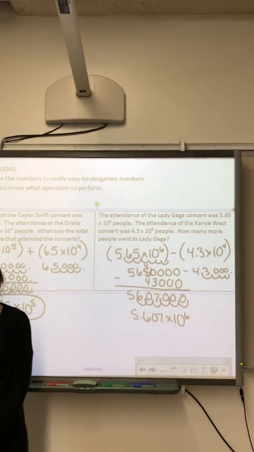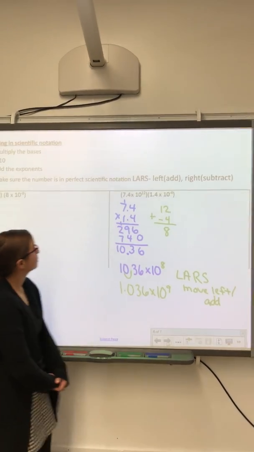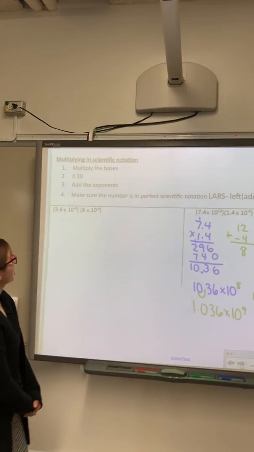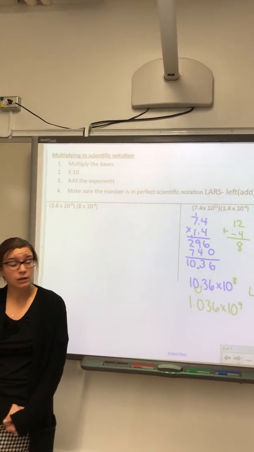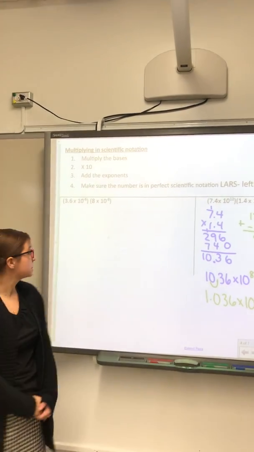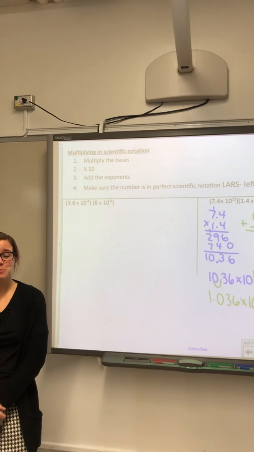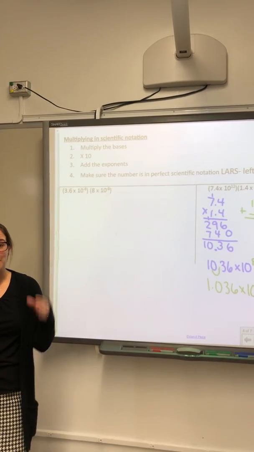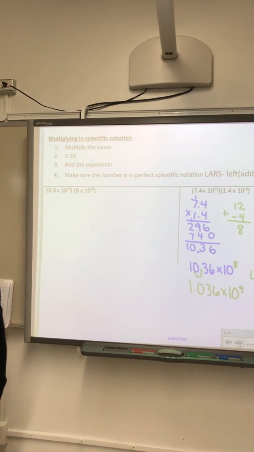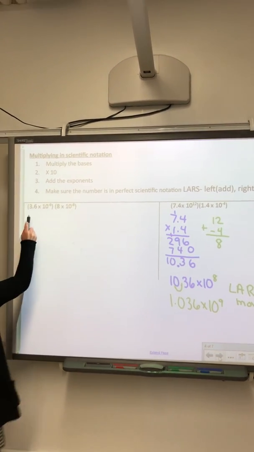Okay, now we're going to move on to multiplication and division. All right, the rule for multiplication: when you are multiplying, you first multiply the bases. Then, after you multiply the bases, it's always going to be times 10, and you add your exponents. So if we look at the first problem, the first thing I'm going to do is multiply my bases.